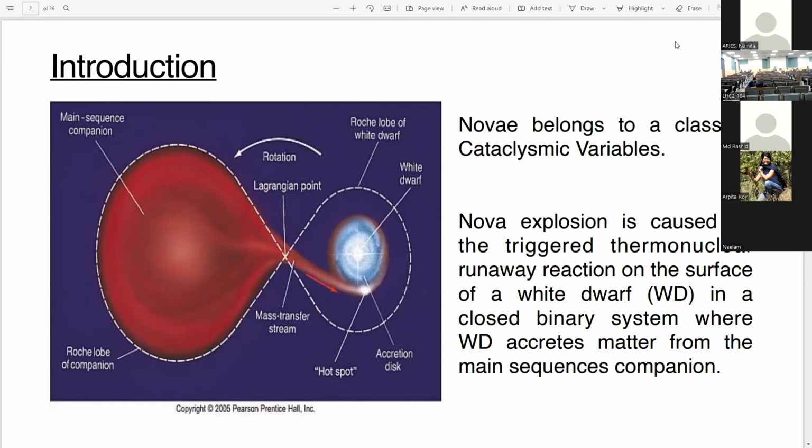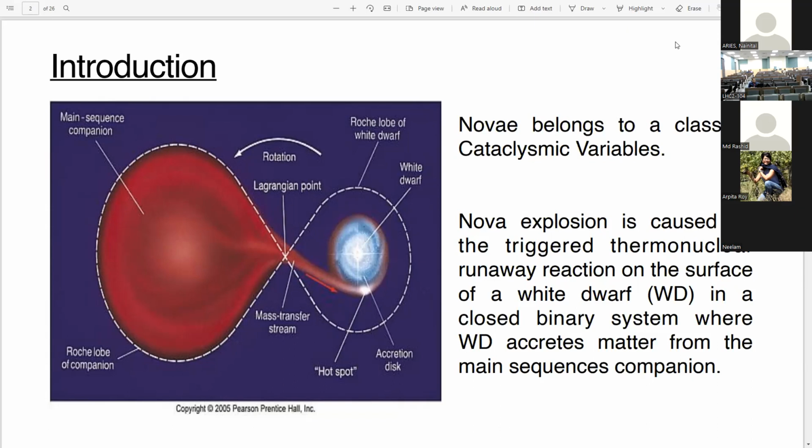Over a period of time, the accreted matter forms a layer of fuel on the surface of the white dwarf, and at the bottom layer of this accreted layer, the temperature and pressure increase. At critical temperature and pressure, hydrogen burning sets in, which further triggers the thermonuclear runaway. This thermonuclear runaway releases a tremendous amount of energy, which distorts the accretion disk, and the matter is ejected out into space. This explosion on the surface of a white dwarf is known as a nova outburst.